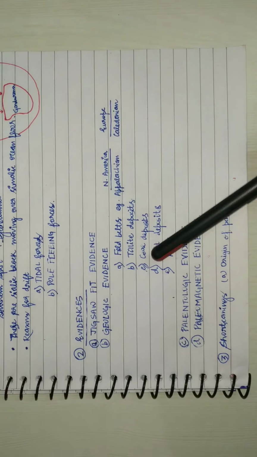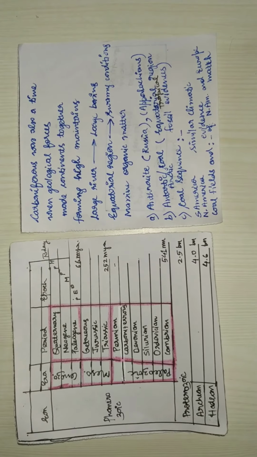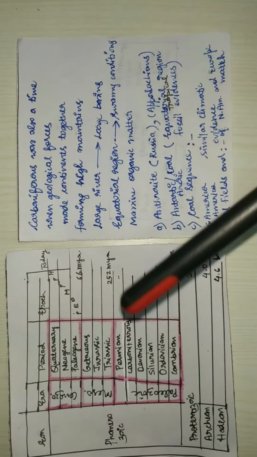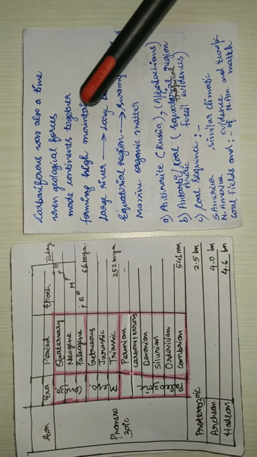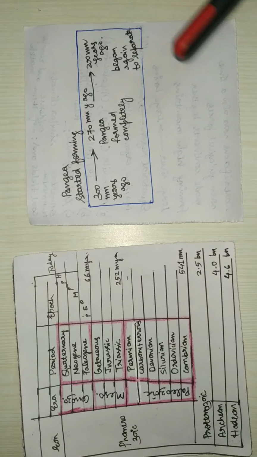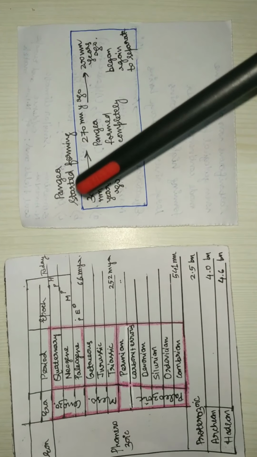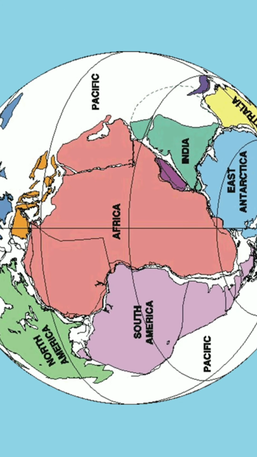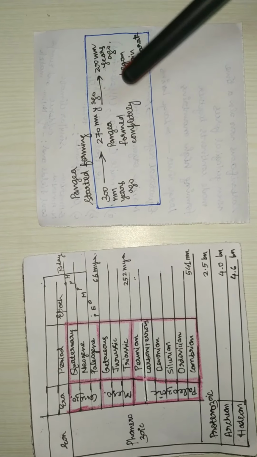Thirdly, we have coal deposits. Now the Carboniferous was also a time when the geological forces brought the continents together. If you see, Pangaea started forming 300 million years ago. It stopped at 270 million, I mean, complete Pangaea was formed, and by 200 million years ago, it again started breaking apart.